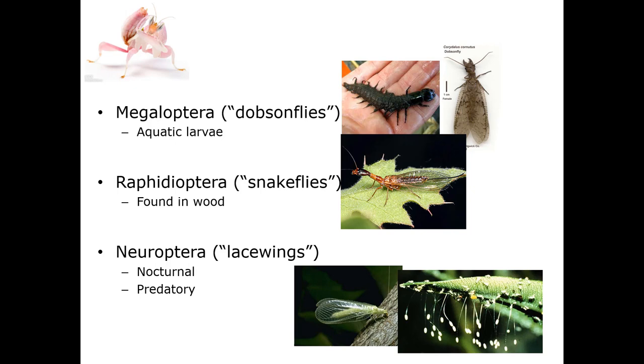They're usually in the garden section in this little fridge. You can buy Neuroptera. You can buy maybe some praying mantises. You can buy some ladybird beetles. You can buy several of these things and just release them.